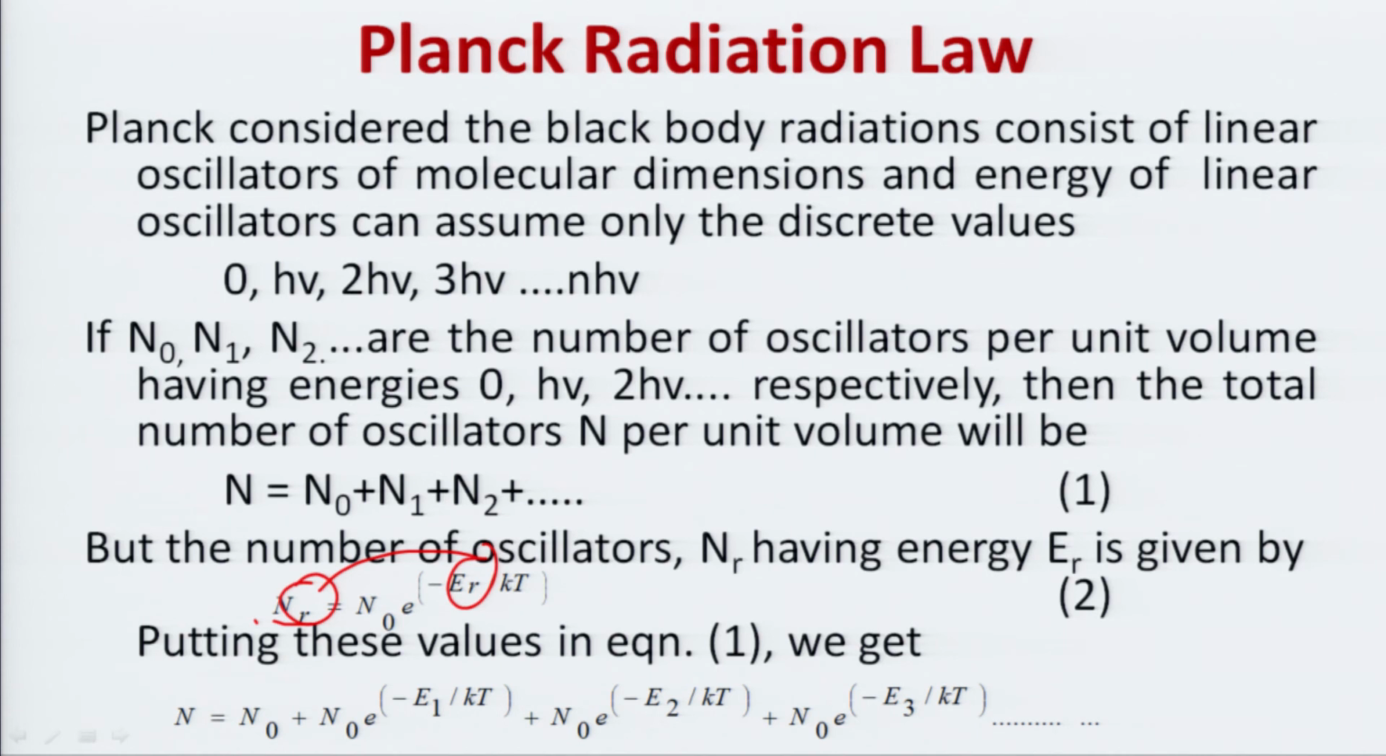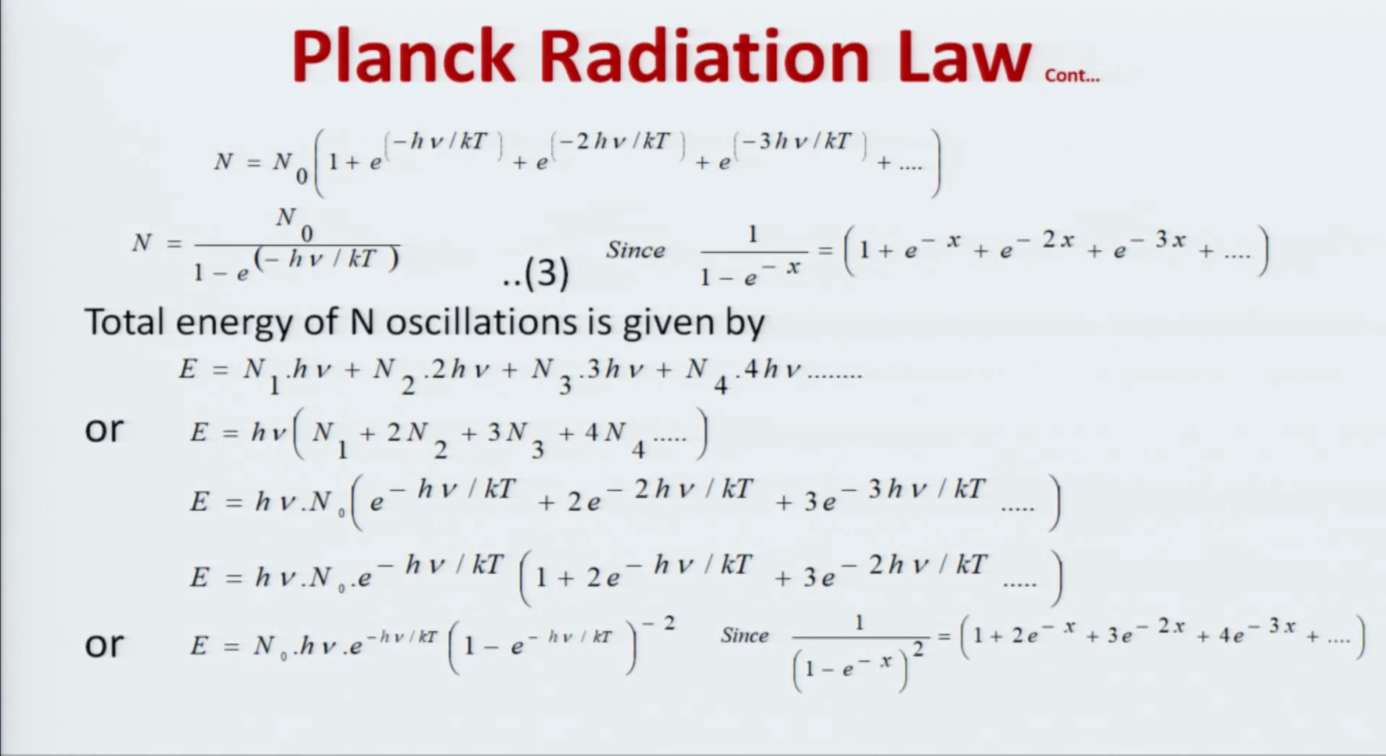Now, putting these values in this equation for n0, n1, n2. So, n0, putting the value of E_r equal to 0, that is equal to 1, n0 plus n0 into e to the power minus E_1 by k T, with r replaced by 1, then 2, then 3 and so on. So, we have different values again. So, n is equal to n0, we are taking n0 common there, 1 plus e to the power minus h nu by k T plus e to the power minus 2 h nu by k T plus e to the power minus 3 h nu by k T and so on.